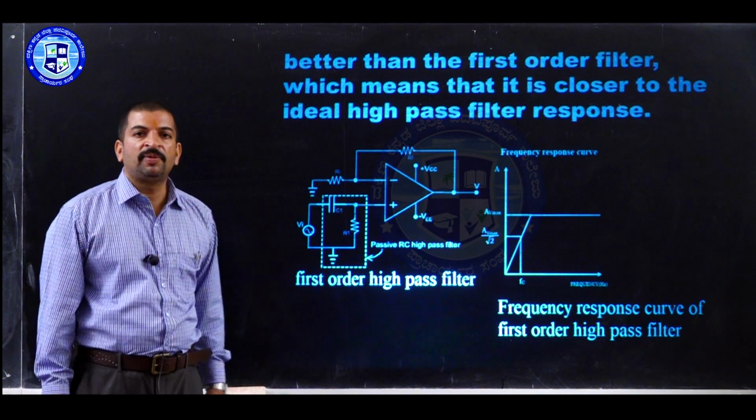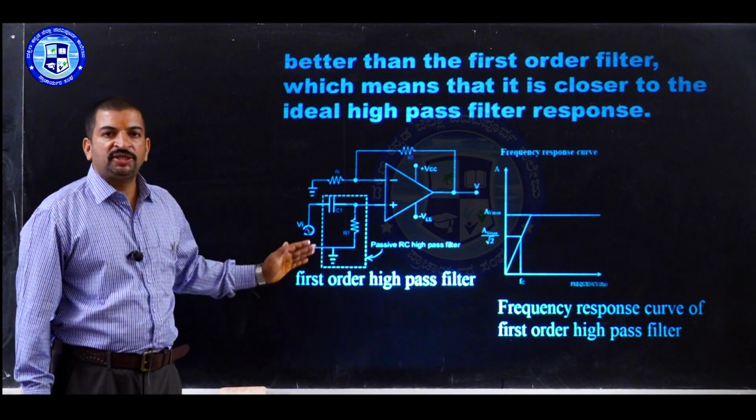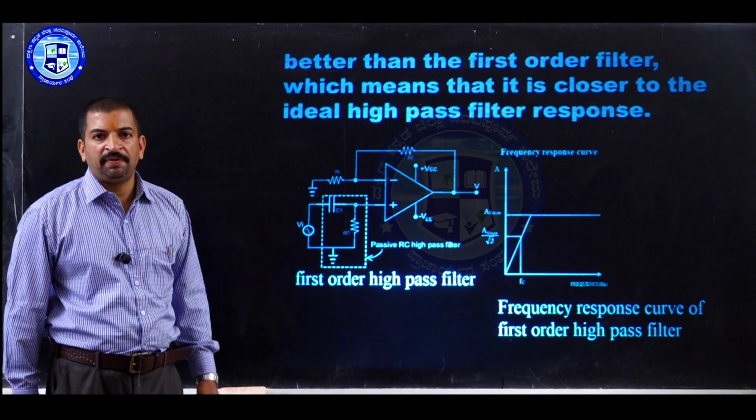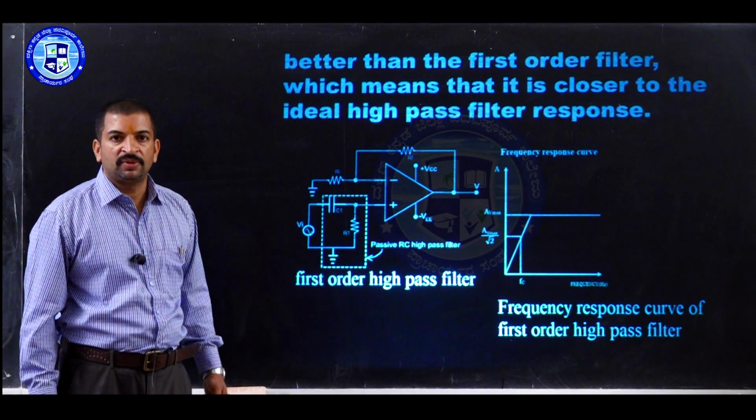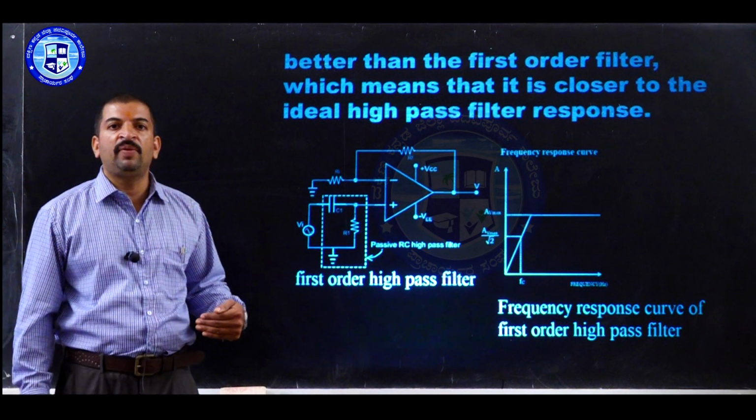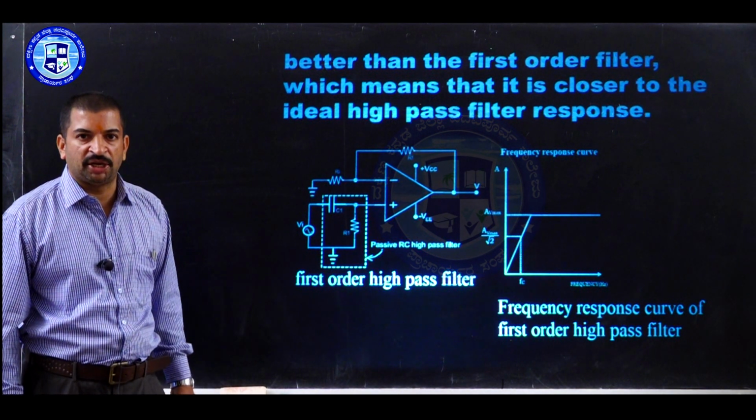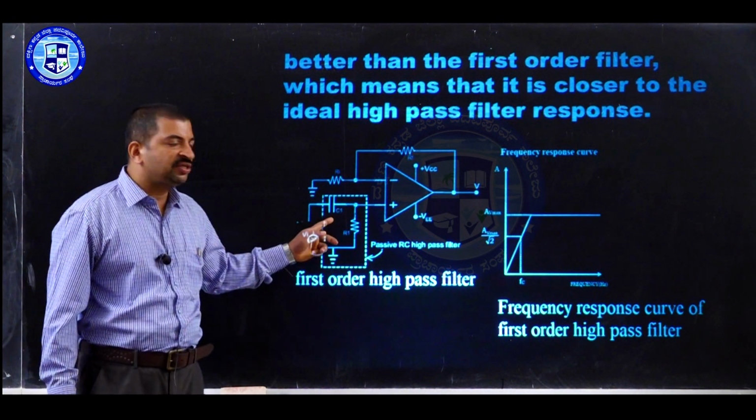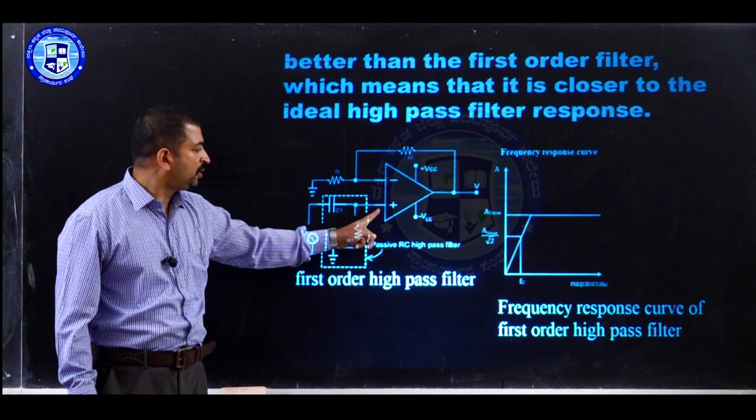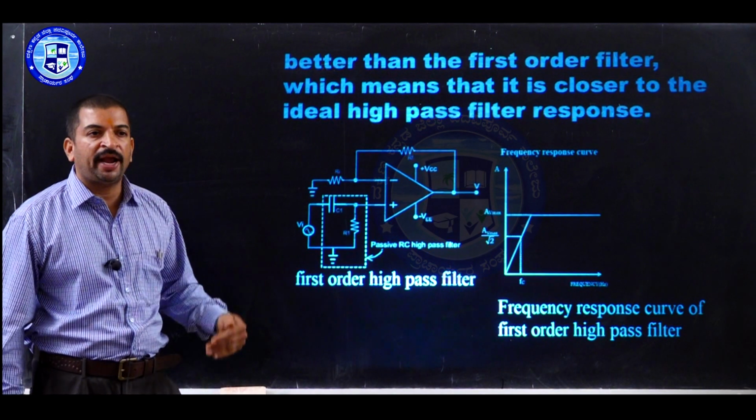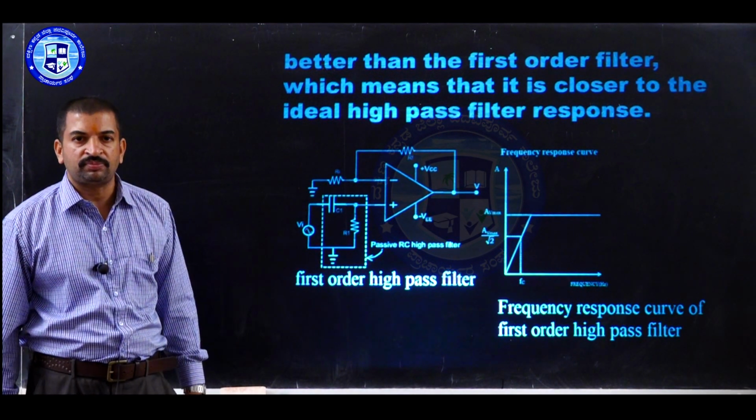Now we study the working of the circuit. Initially, at very low frequency, the capacitor acts as an open circuit. Capacitive reactance is very high at low frequencies. So, low frequency signals cannot flow through the capacitor, it acts as an open circuit. So, there is no input voltage to the circuit, hence we get no output.